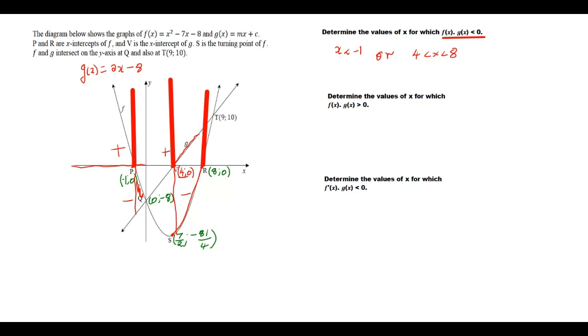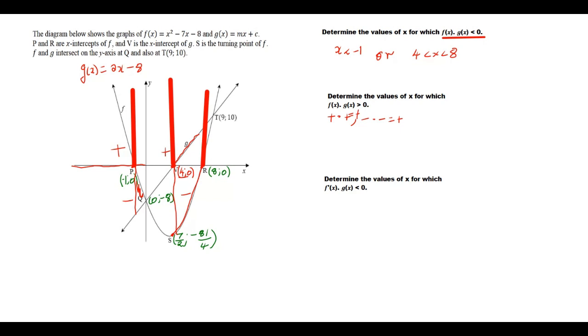Now let's move on to the second question. They are saying, determine the values of x for which f at x multiplied by g at x is greater than 0. This means it's positive multiplied by positive or negative multiplied by negative, which will give us positive. Even this one will give us positive. So we want a situation wherein the two graphs are either both negative or both positive.